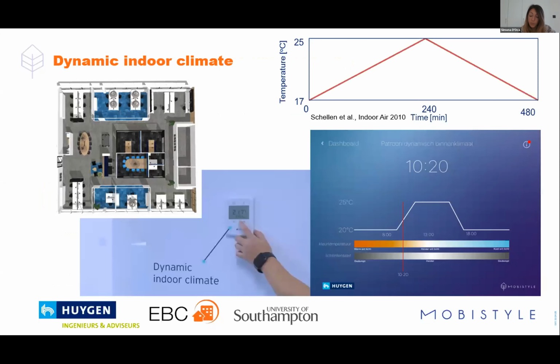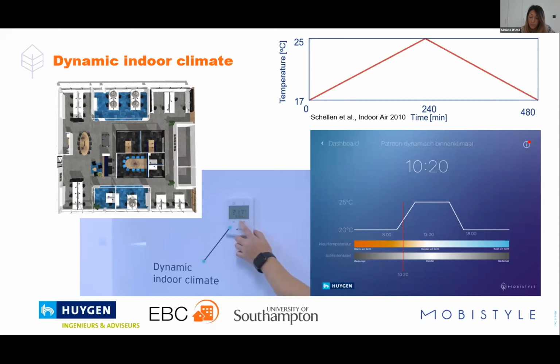So what we are developing in our office, we're setting an experimental dynamic indoor climate in which the temperature changes during the day following a temperature pyramid, as you can see in the graph. So gradually cooler environments during the morning hours and warmer temperature during the afternoon.